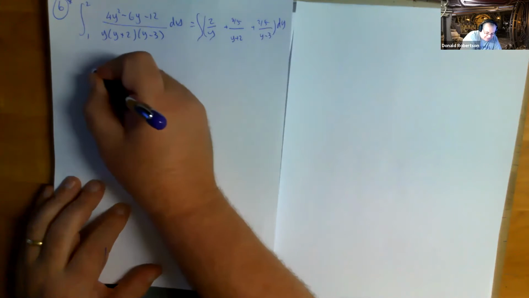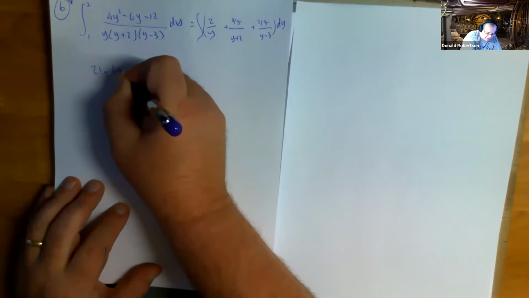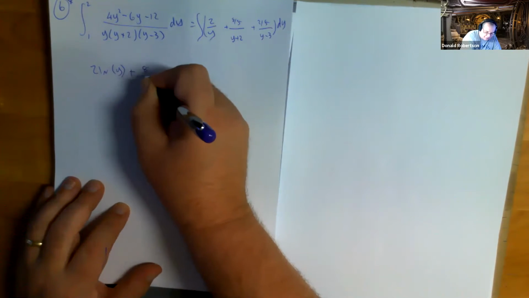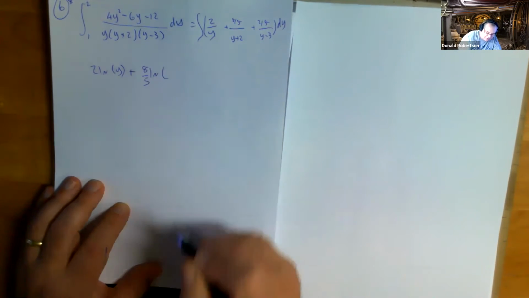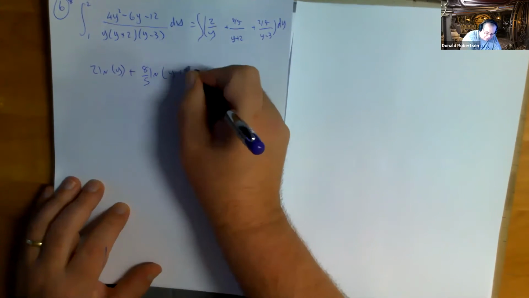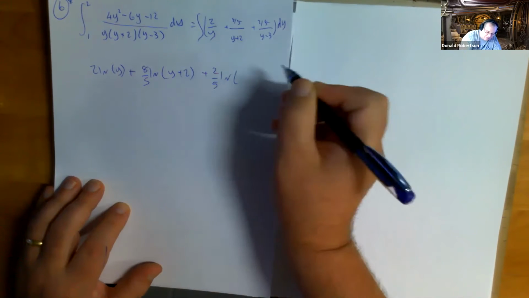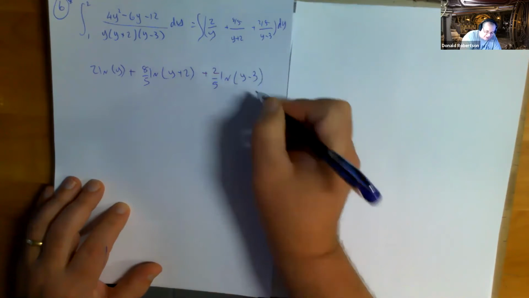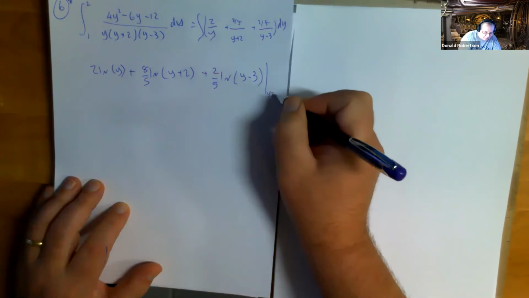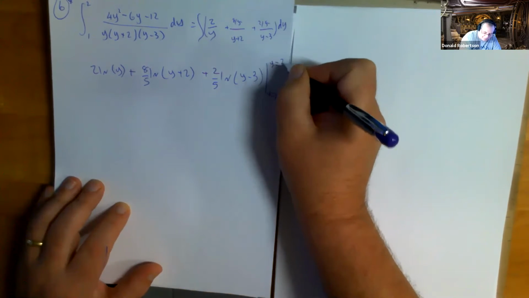This fella here is 2 log y. The fella next door to him is 8/5, the log of y plus 2. And the last one is 2/5, the log of y minus 3. And I'm going to do a little bit more.